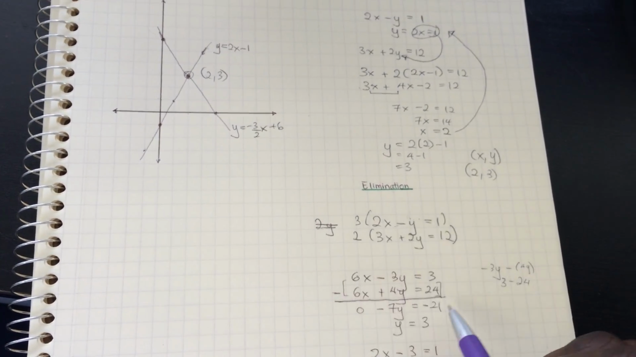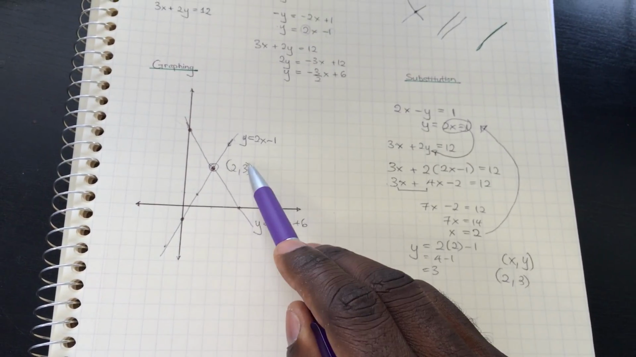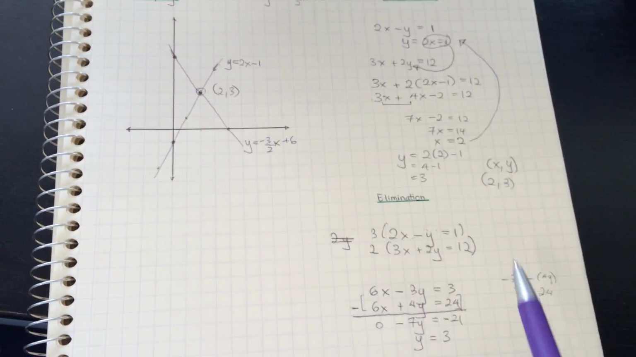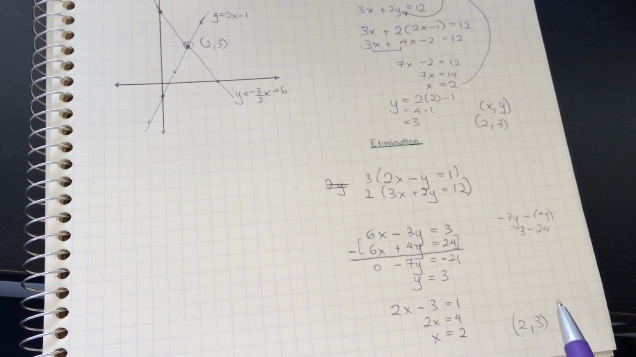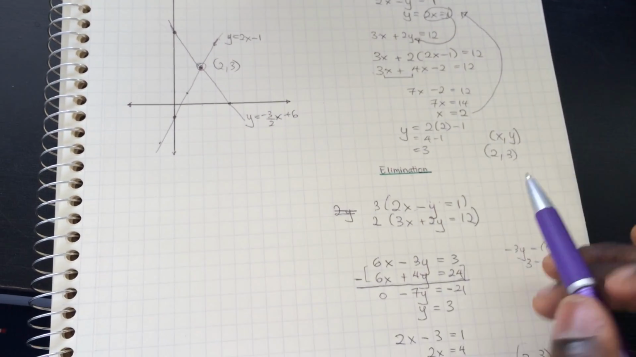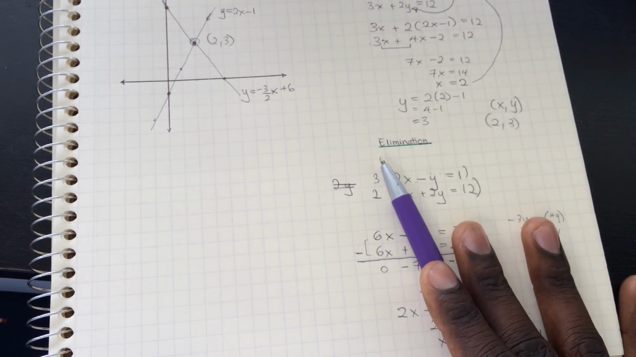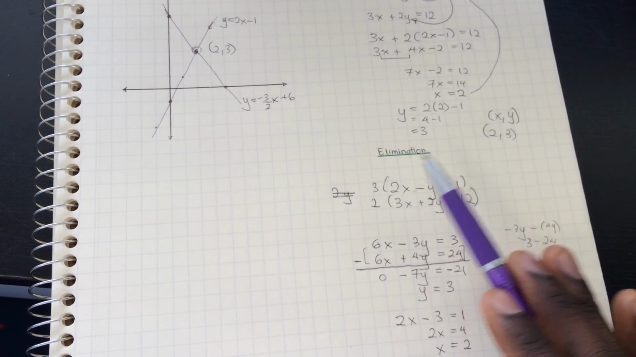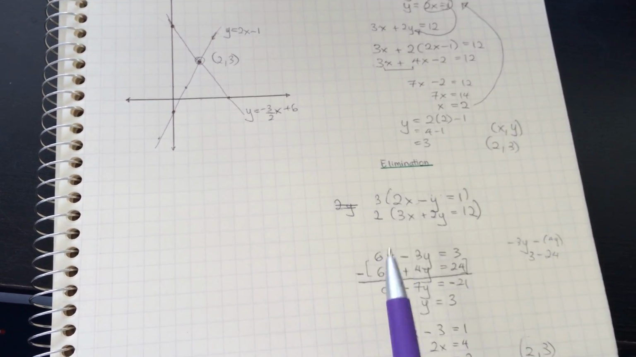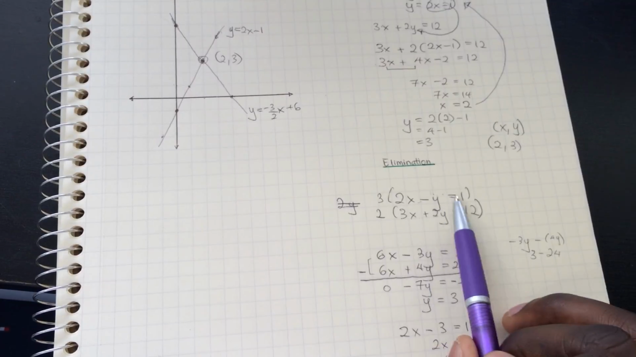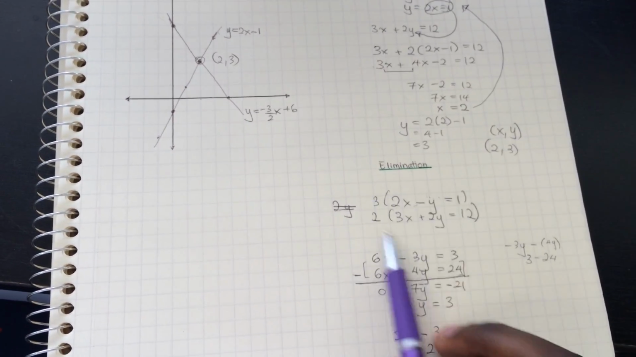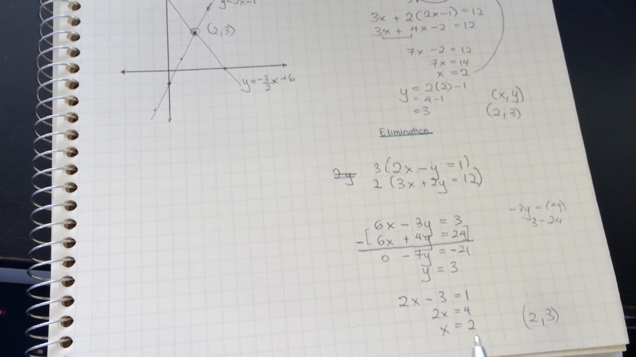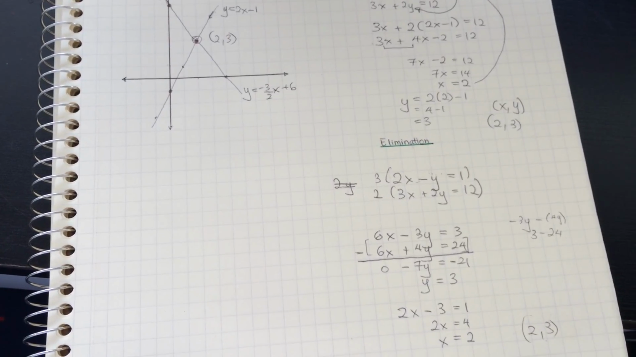So all three methods yield the same solution. That's (2, 3), that's (2, 3), and that is (2, 3). These are all three methods. On the test, you would preferably use this one. The problem will usually be given to you in word form. You would change the word problem into a system of equations, and then you would solve the system of equations by elimination to get the solution.